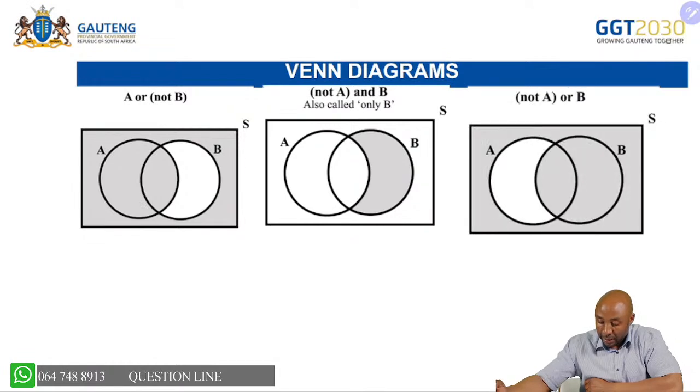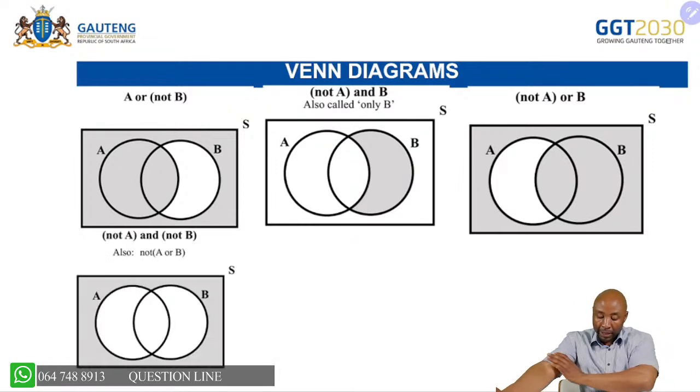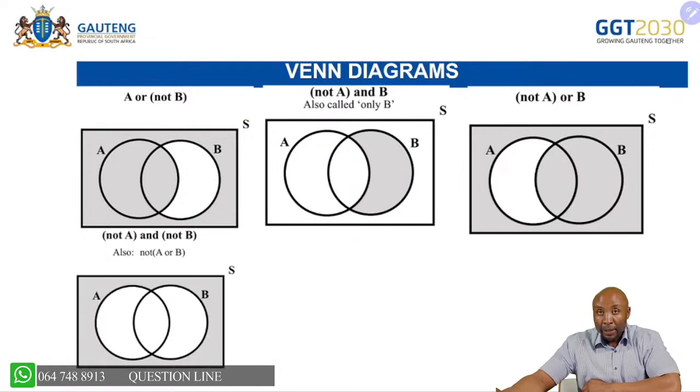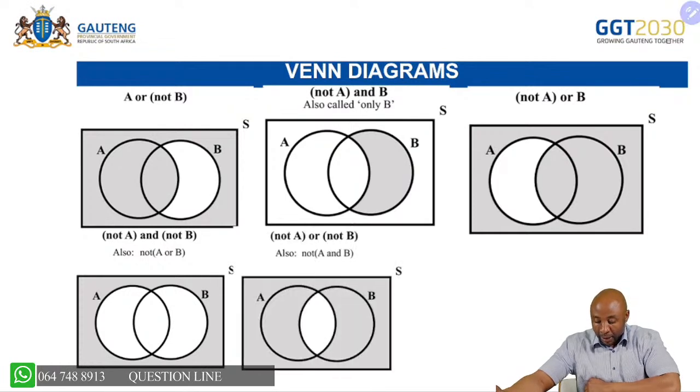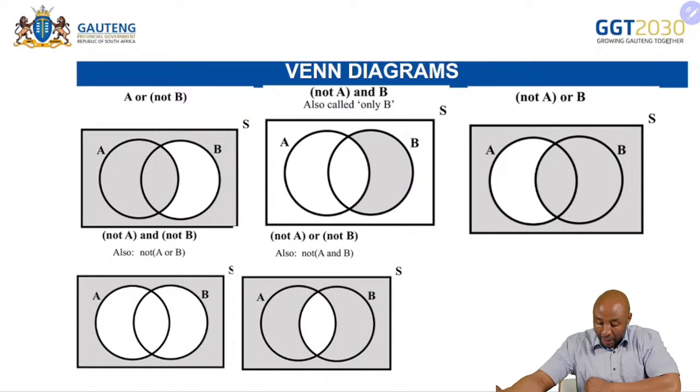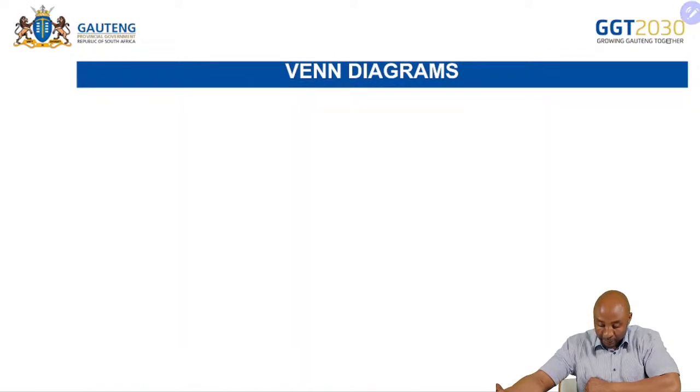We are able to see that. Not A or B, you are able to see. Not A, it's outside, and the or B, you include the shading of B, excluding the intersection there. You are able to see that. Not A or B, you are shading outside the events that are intersecting. And we also see that not A or B, which is the same as saying not A and B, you are shading everything excluding the intersection.